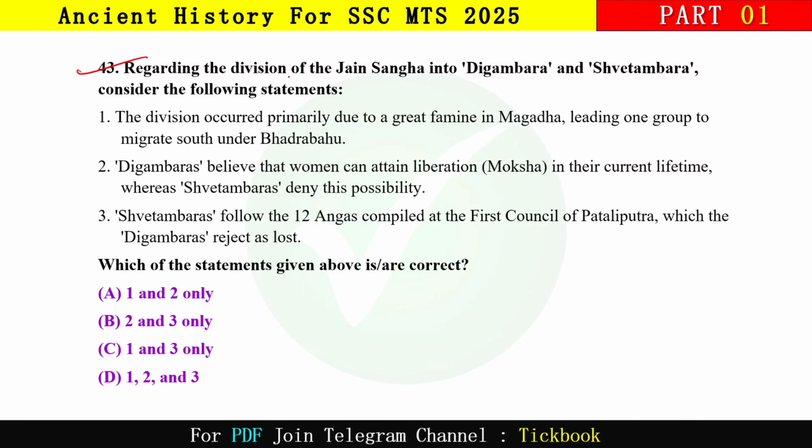43. Regarding the division of Jain Sangha into Digambar and Shwetambar, consider the following statements. Option number C, 1 and 3 only. 1. The division occurred primarily due to a great famine in Magadh, leading one group to migrate south under Bhadrabahu. And 3. Shwetambars follow the 12 Angas, compiled at the first council of Patliputra, which the Digambars reject as lost.